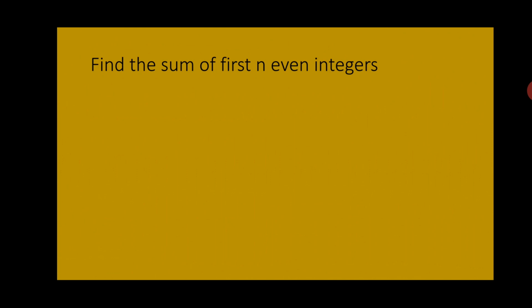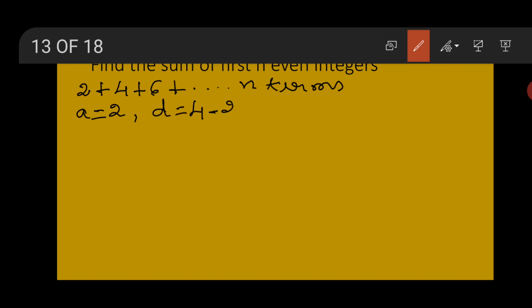Find the sum of first n even integers. Even integers are 2, then 4, 6, and so on, up to n integers, n terms. So here a is 2, and what is d? d is equal to the second term minus the first term, which is again 2. Therefore, what is Sn? Sum of first n even integers.